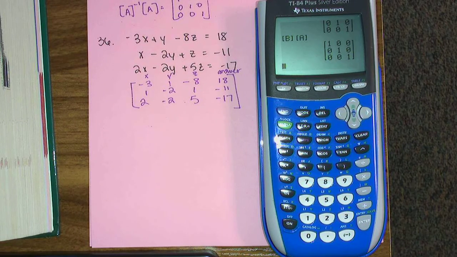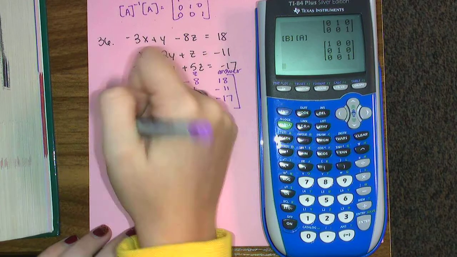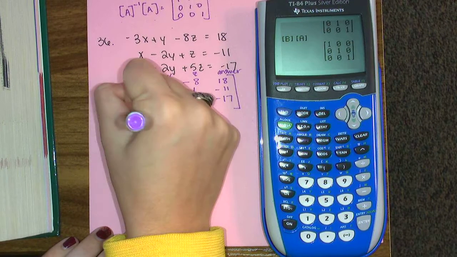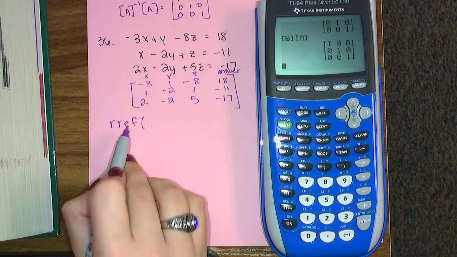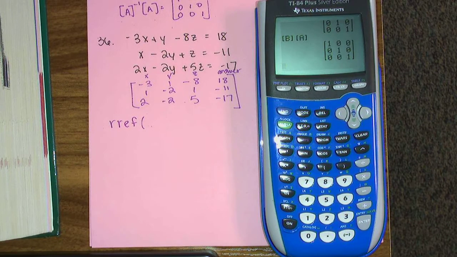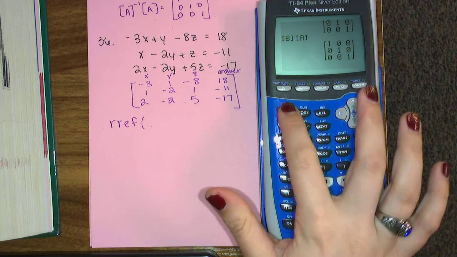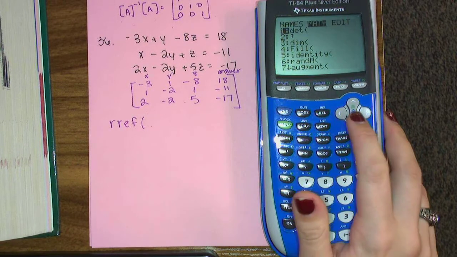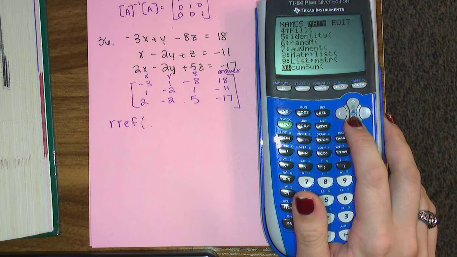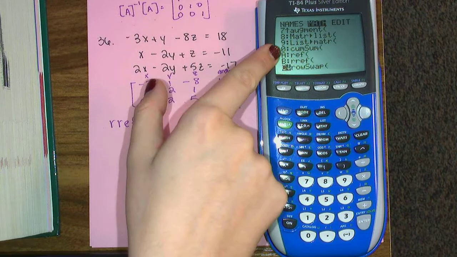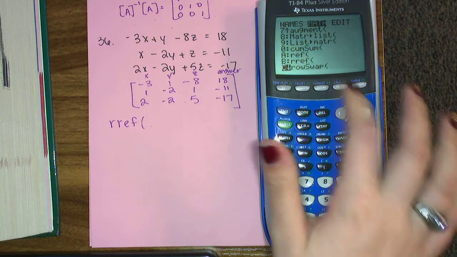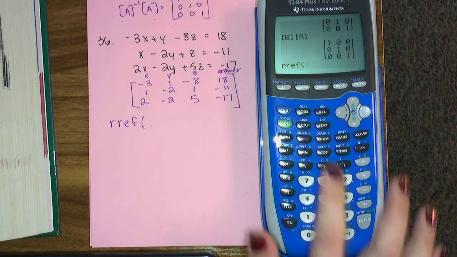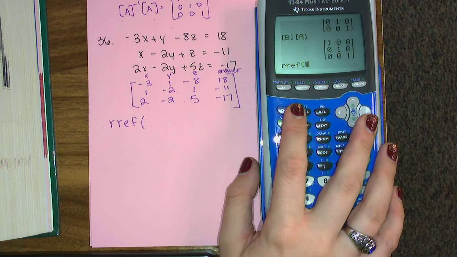So we're going to be looking for a function called RREF. This is row reduced echelon form. You don't have to know that, just know that it's RREF. So you're going to do second matrix, go over to math, and go down. You have to be careful: there's an REF, and then there's an RREF. You have to have the RREF one. It should be letter B.